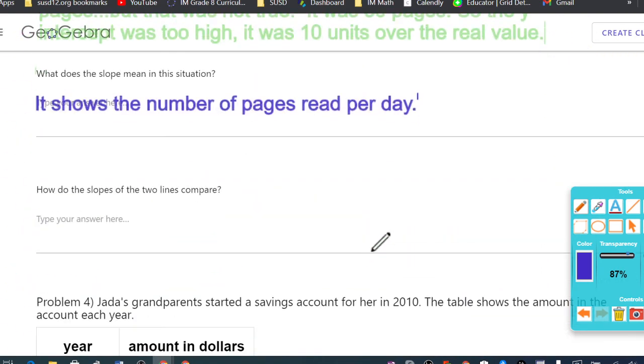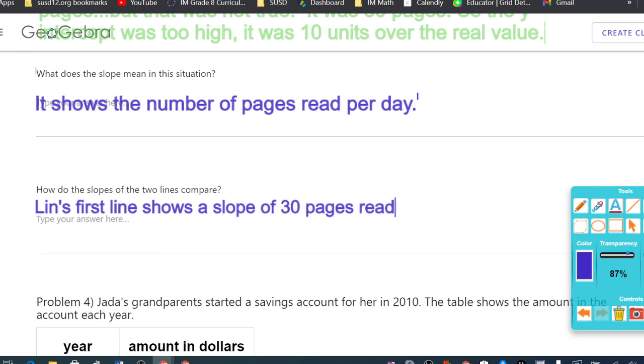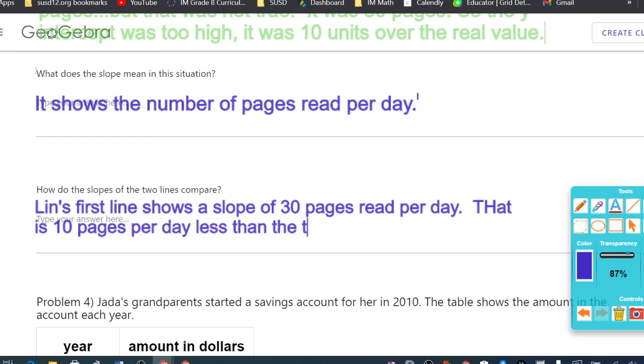Okay, let me type in the answer. How do the slopes of the two lines compare? Lynn's first line shows a slope of 30 pages read per day. That is 10 pages per day less than the true line, which has a slope of 40 pages per day. That was her plan, 40 pages per day.